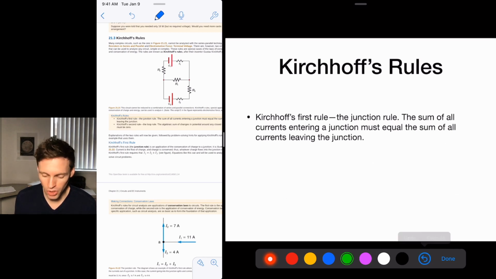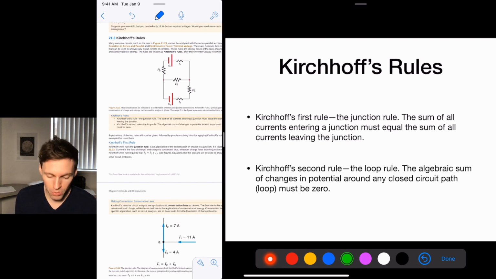So this is a way to determine, given how much current goes into a circuit, how much current is through another part of it. You can use that equation. The second rule is called the loop rule, and it says the voltage drops around in a circle have to equal 0. So if you add all the voltage drops up, you need to get back to the beginning.